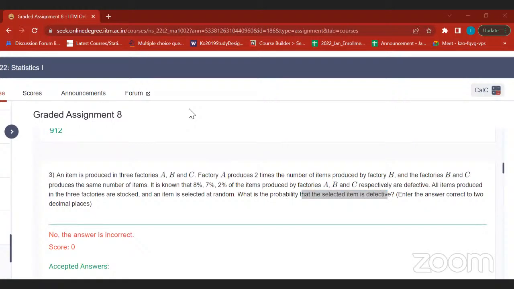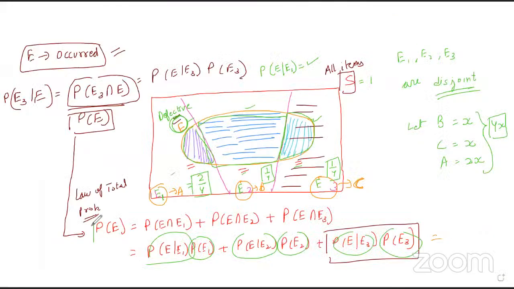So a selected item is defective means I have to find the probability of E, right? So what I can do is find the probability of this purple region. This purple region is nothing but the probability that it was produced by factory A and it is defective, right? For the second part, this light blue region, it is produced by factory B and it is defective, right? And for the third part, it is produced by factory C and it is defective.